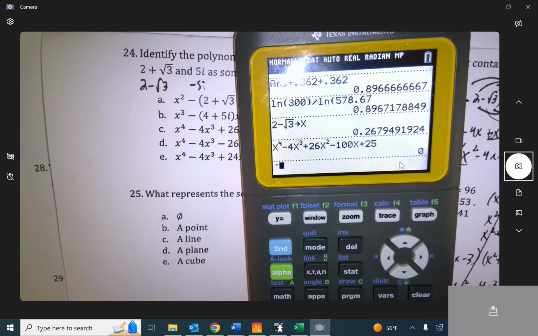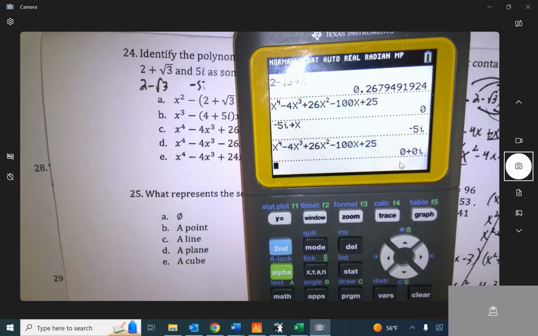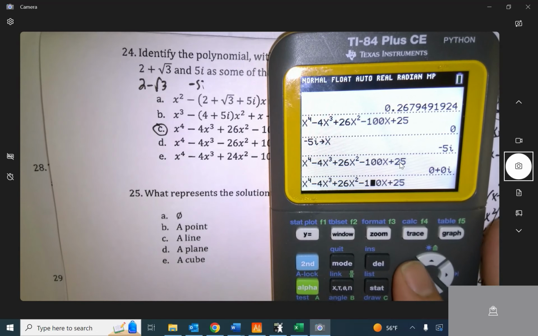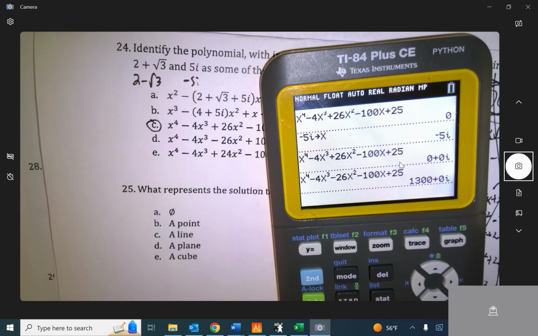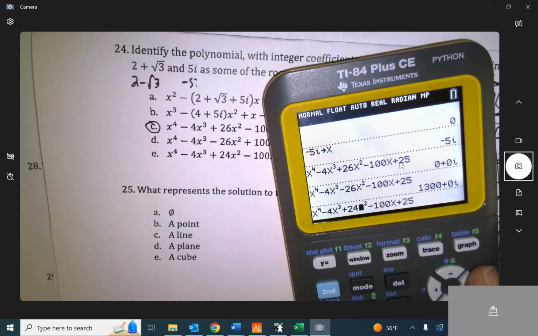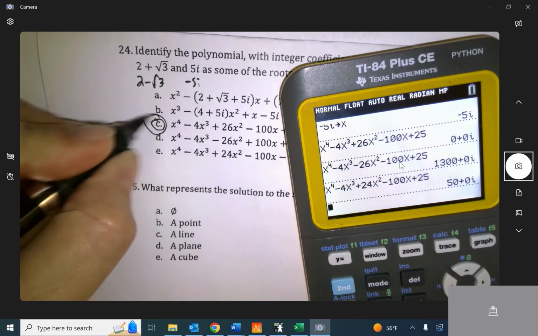Let's see if it likes negative 5i. Also a winner. Let's check D. Yeah, D's not a winner. Let's check E. So see, I was sitting over there doing all that stuff, too tired to do it, when in reality I just had to know how to use the storage feature. That one creates a zero.